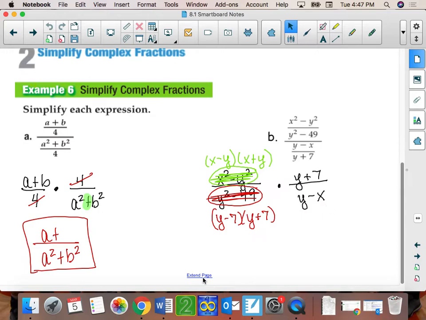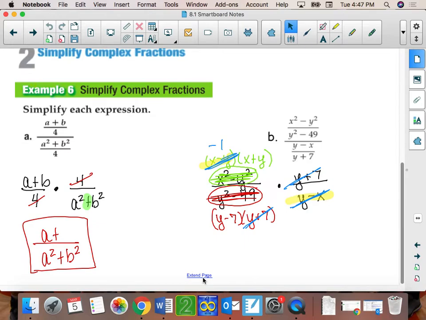So now I'm going to start marking things out. So notice this y plus 7 and y plus 7 will cancel. And then I want you to notice here, these are so close. What's the issue? The issue is their signs are opposites. So what can we do? We can cancel them out as long as we take out that negative 1.